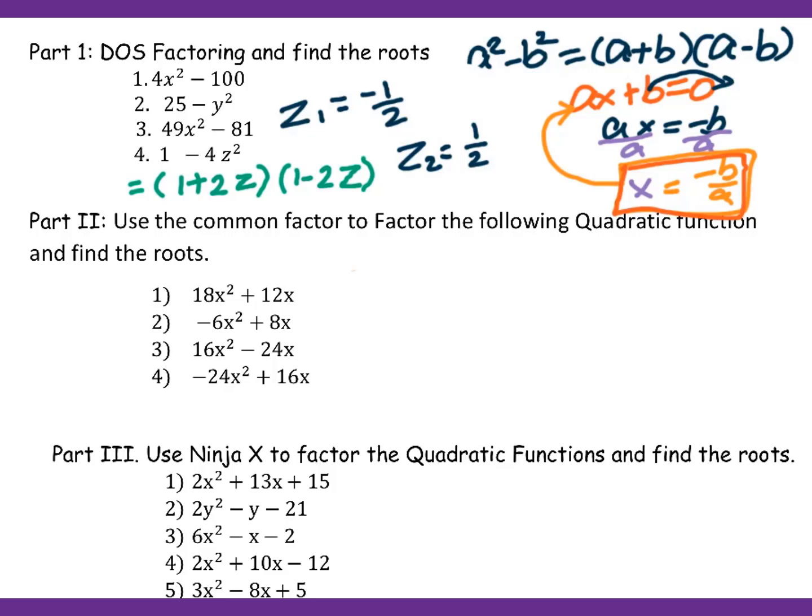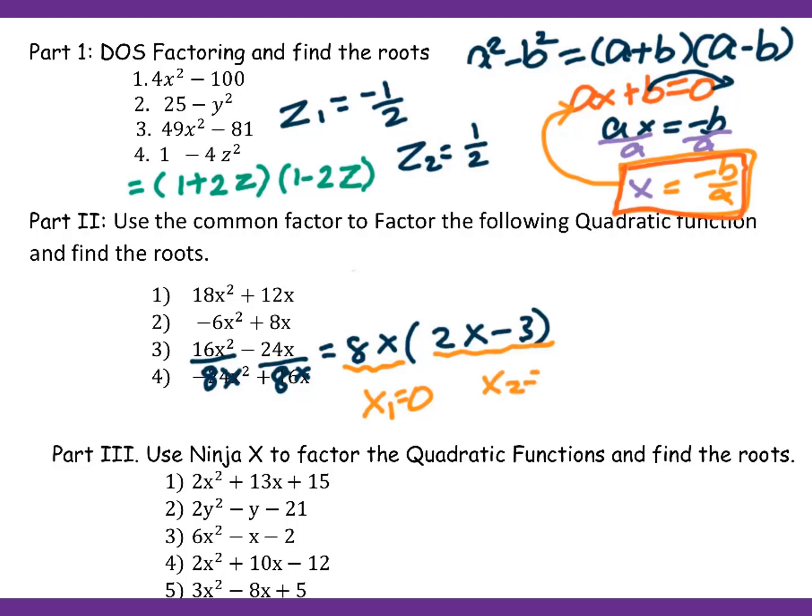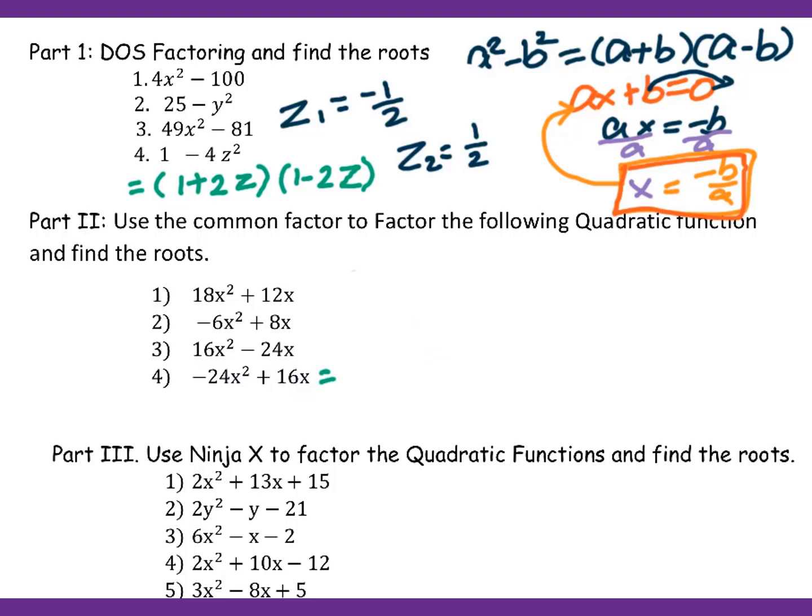For number 3, the common factor will be 8x. You will get 8x times 2x minus 3. Therefore, this equals 0 means x1 equals 0. This equals 0 means x2 equals 3 over 2. For number 4, put the negative sign outside. I got 24x squared minus 16x. The common factor will be 8x.